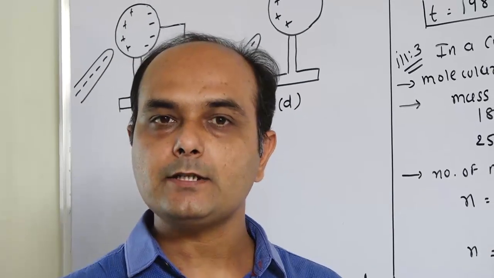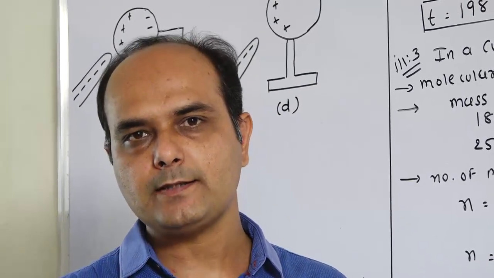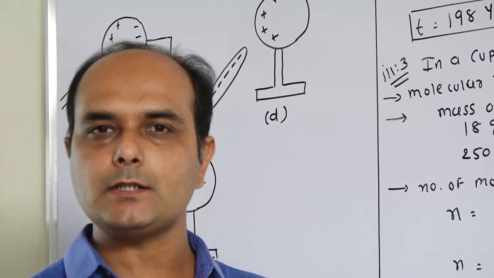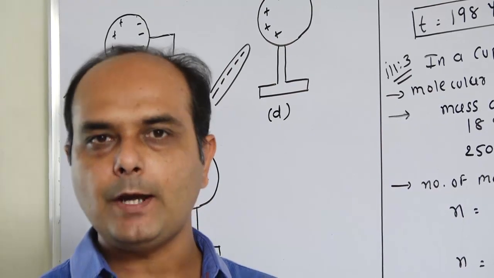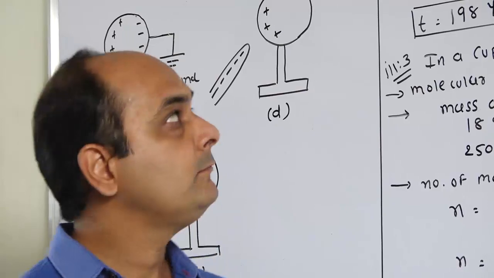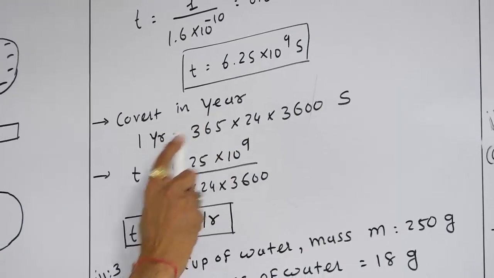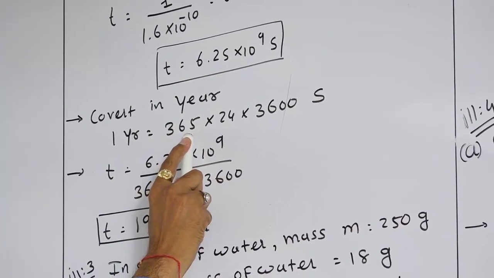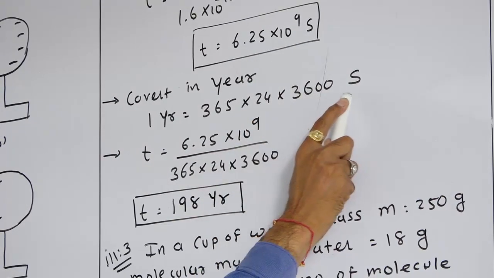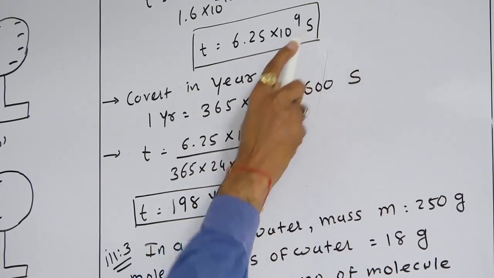So this is a very large number of seconds. Convert this answer into years. We know very well 1 year is equal to 365 days. Convert the days into hours, 24 hours, and convert the hours into seconds, 3600 seconds. So that this second can be converted into year.